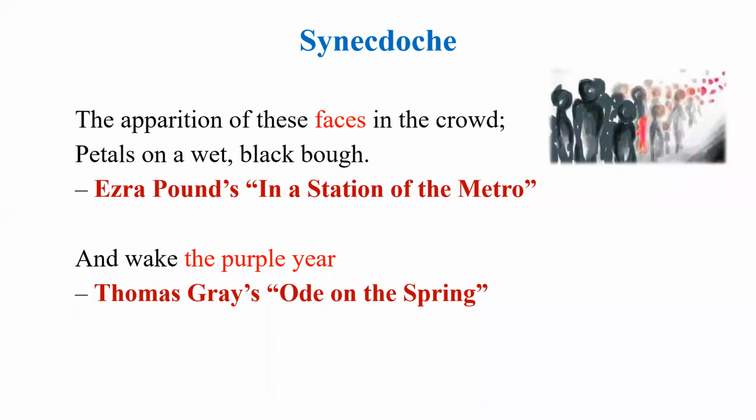The first part is an example of part for the whole. Because synecdoche, that's the simplest definition we are always given: part for the whole or whole for the part. Next one, whole for the part. So Thomas Gray, which poet? I mean, he comes under which literary group? Graveyard School, sir. Yes, graveyard poet.